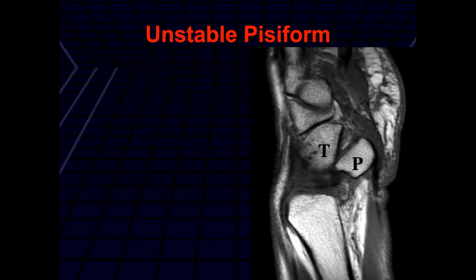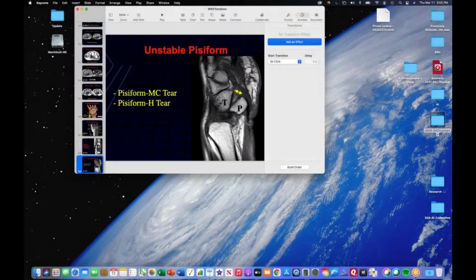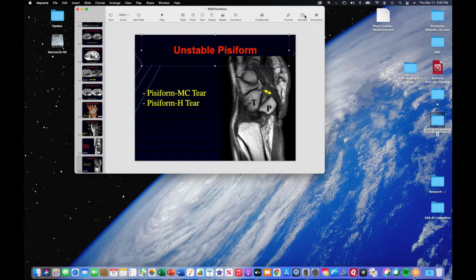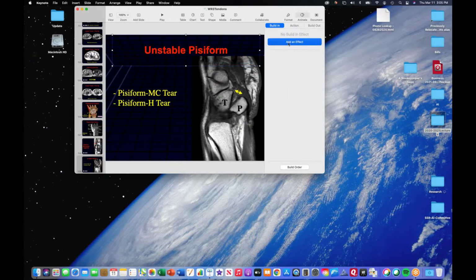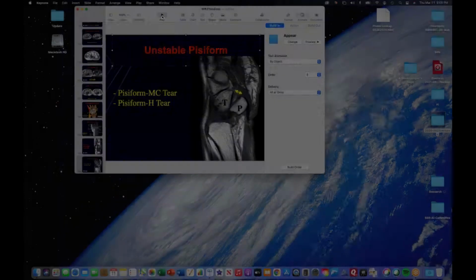Sorry about that. So I guess it says unstable pisiform. What we see is the pisiform articulation is angulated anteriorly, or volarly, approximately 45 degrees compared to the triquetrum. So, like a partial dislocation.